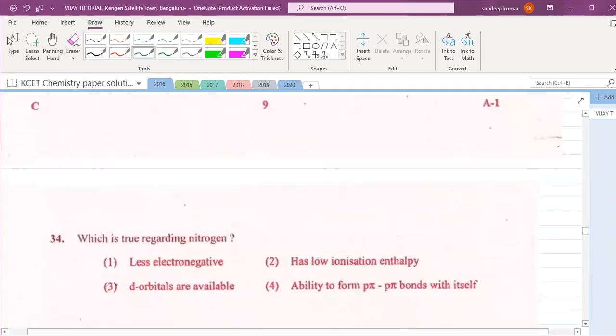34. Which is true regarding nitrogen? Less electronegative, has low ionization enthalpy, d orbitals are available, or availability of p-pi bonds with itself. This is the correct option. Nitrogen forms p-pi bonds.